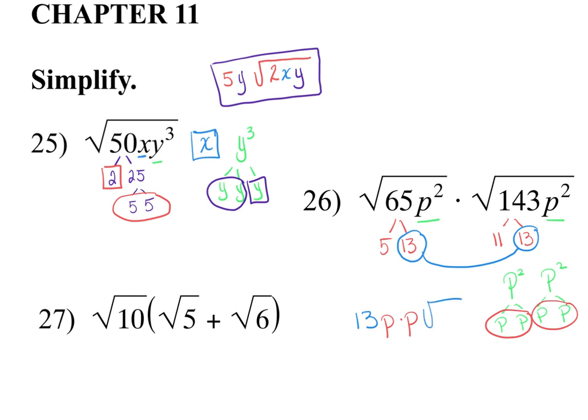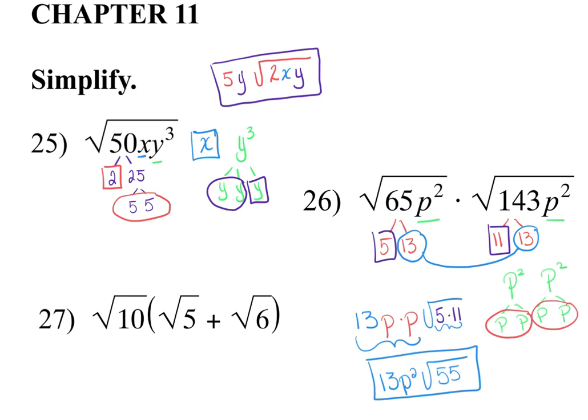On the inside, all I have is a 5 and an 11. And so to simplify it, I'm going to multiply what I have on the outside. 13 times p squared is 13p squared. And on the inside, I have 5 times 11, which is 55. And so that is my answer for number 26.